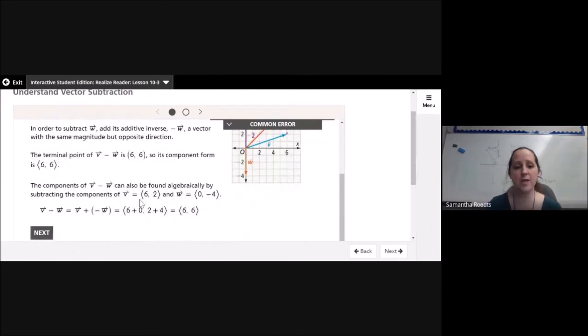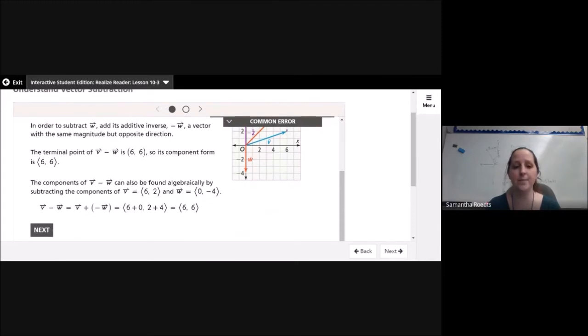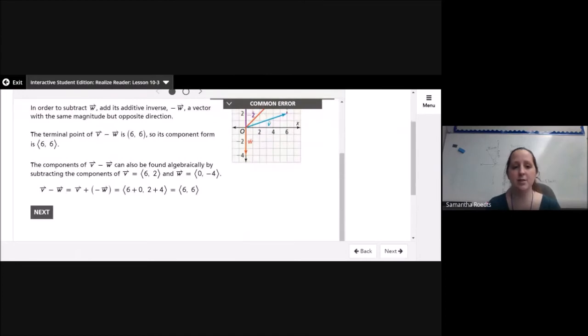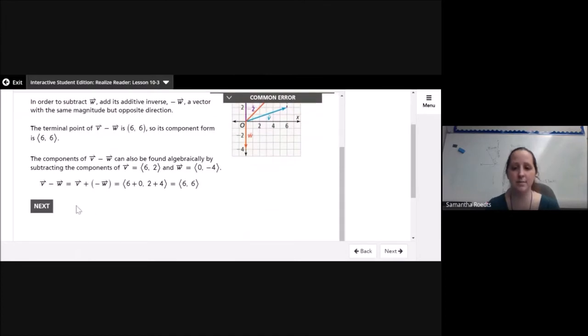The component of vector v minus vector w can also be found algebraically by subtracting the components of vector v, 6, 2, and vector w, 0, negative 4. 6 plus 0, 2 plus 4 gives me 6 and 6.